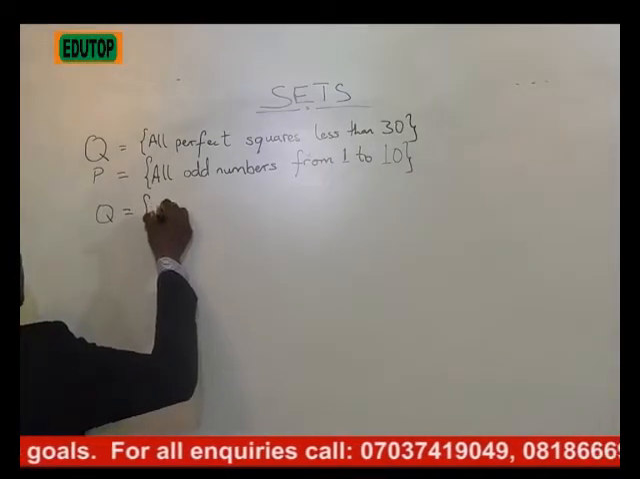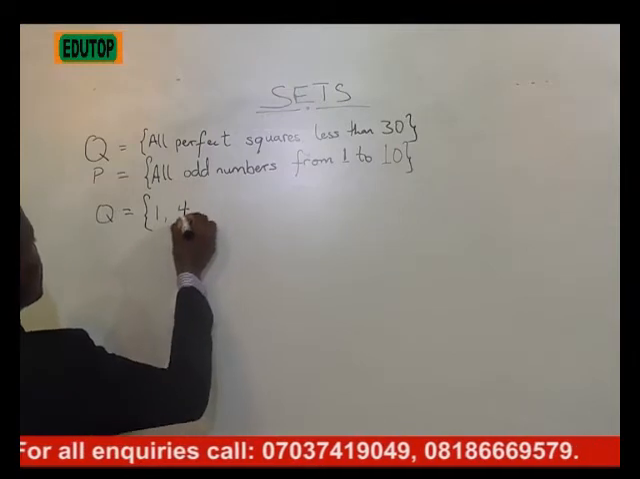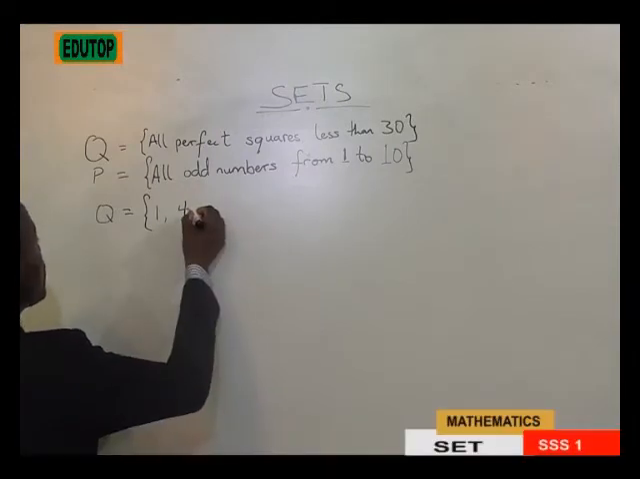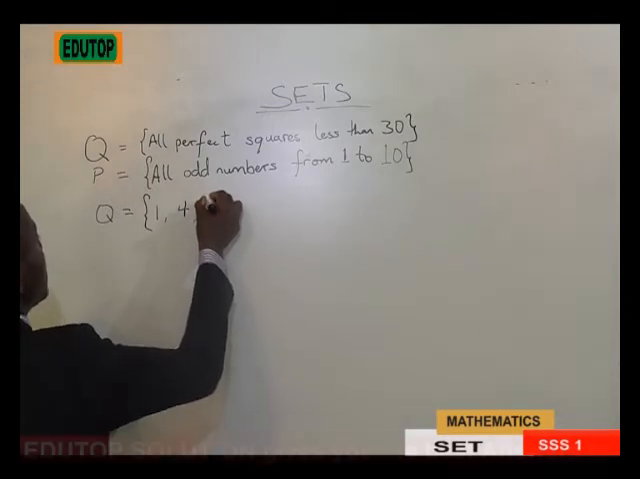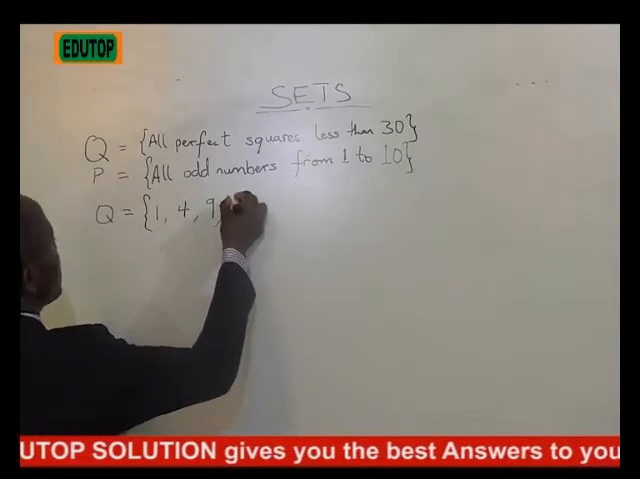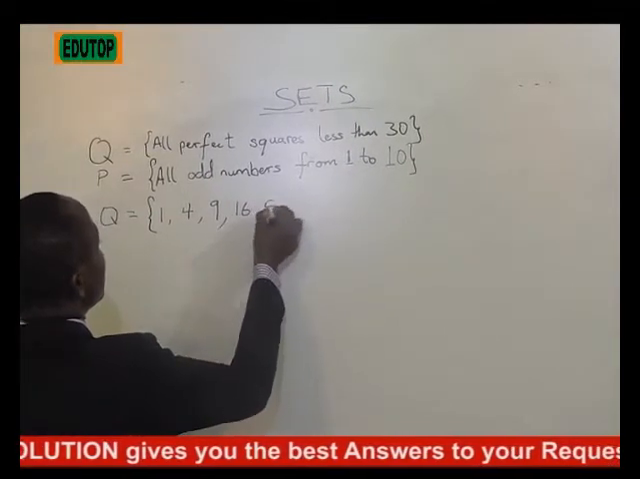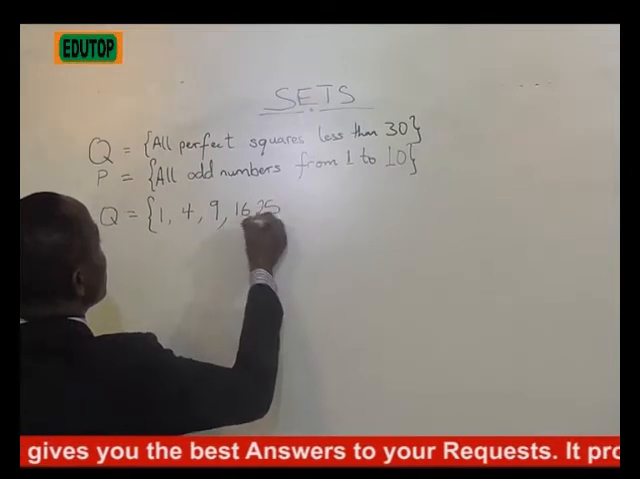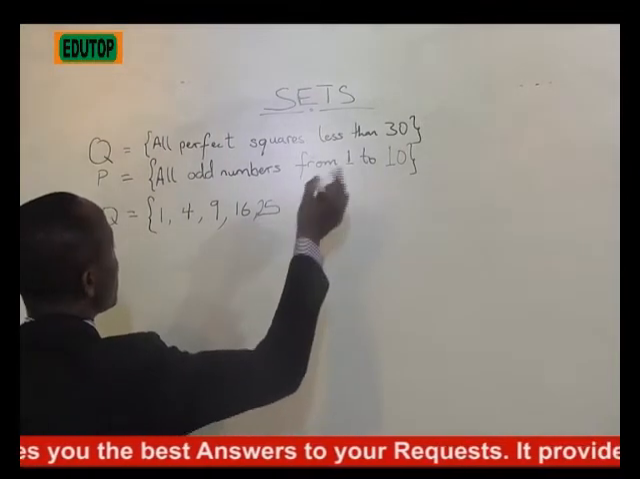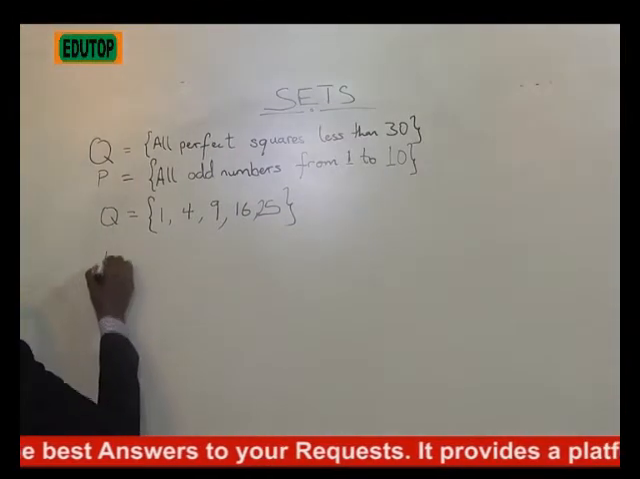Now, we said all perfect squares less than 30. 1 is a perfect square. Then we have 4. That's 2 times 2. 1 times 1 is 1. 2 times 2 is 4. 3 times 3 is 9. 4 times 4 is 16. 5 times 5 is 25. And then 6 times 6 is 36, but we said less than 30. So these are Q.